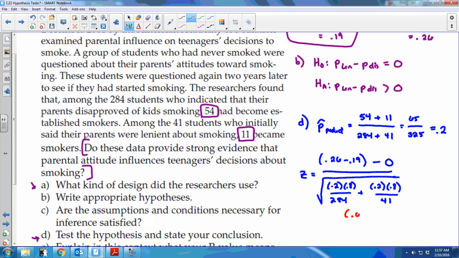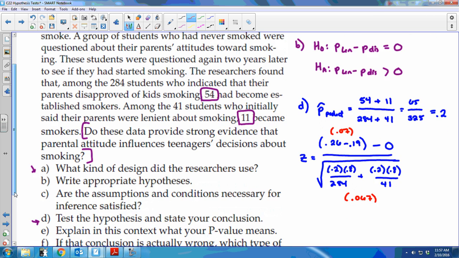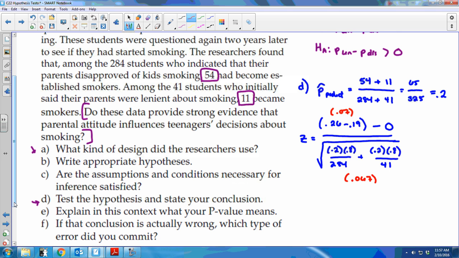This ends up being 0.067. This difference is 0.07. So if you go back and look at it later, make sure that you get those numbers. All right, so if we do the math, 0.07 minus 0 is 0.07, and 0.07 divided by 0.067 ends up being 1.045. So that is z. So what do I do with the z?